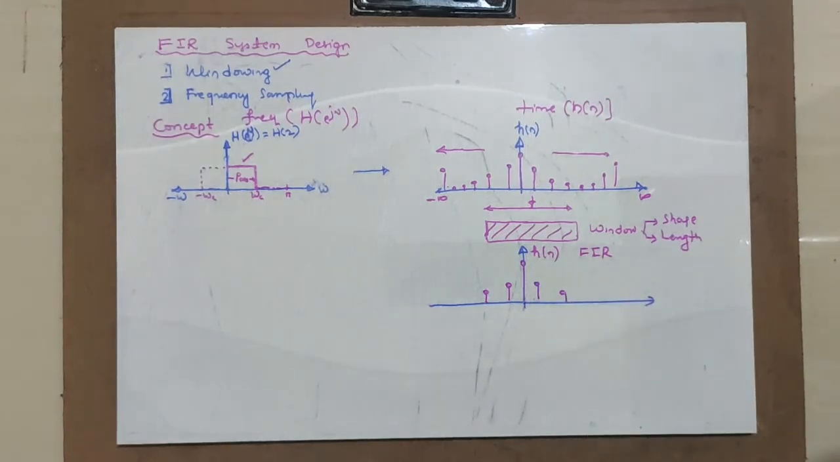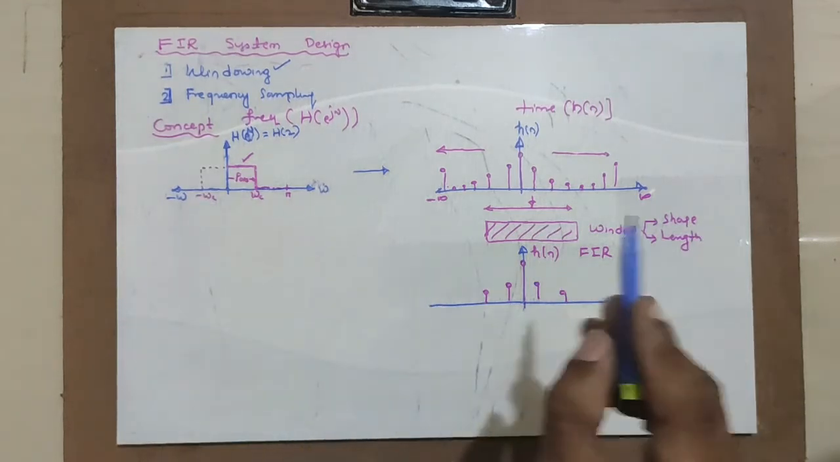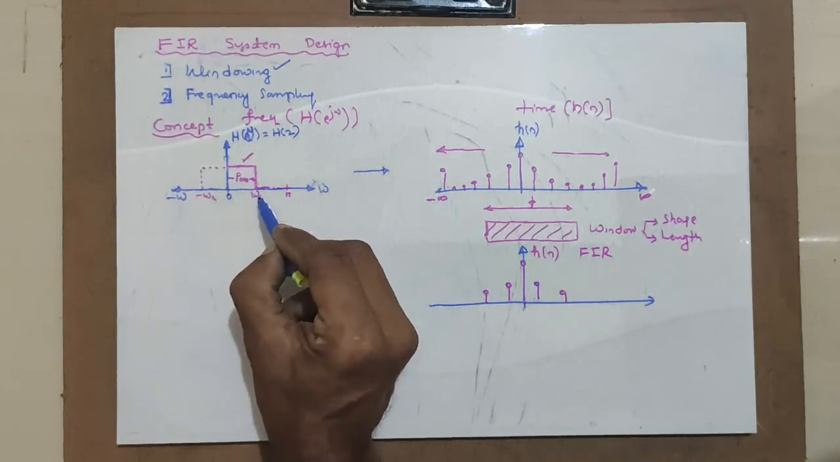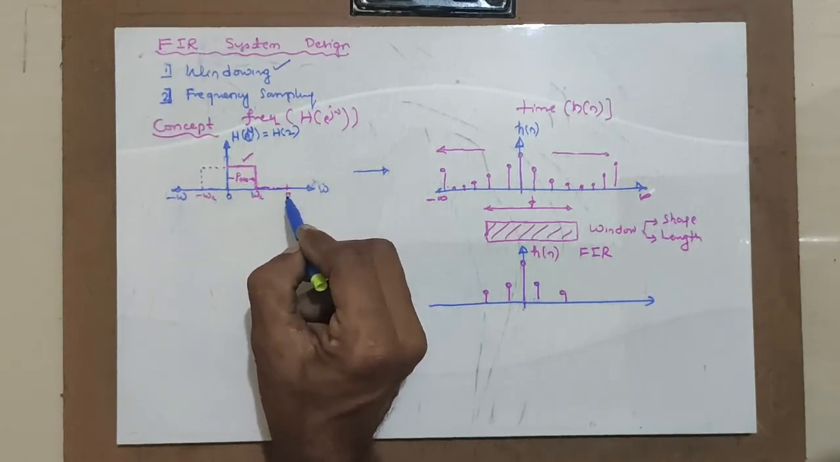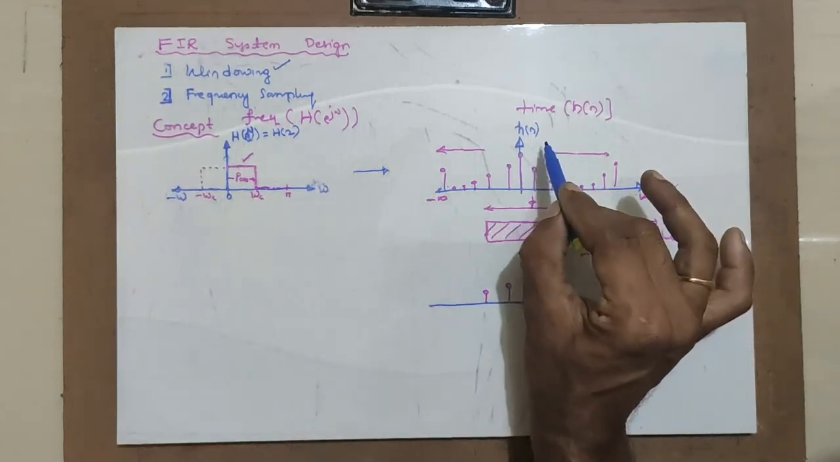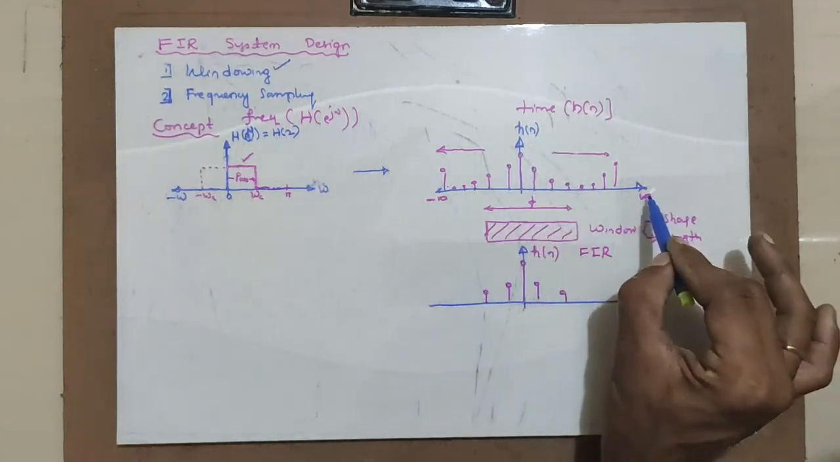So as to try to understand the concept, so as to obtain ideal characteristic, where ideal characteristic is: from 0 to omega c, the signal is passed. From omega c to pi, the signal is not passed. What is the required h of n? H of n must be from minus infinity to plus infinity.